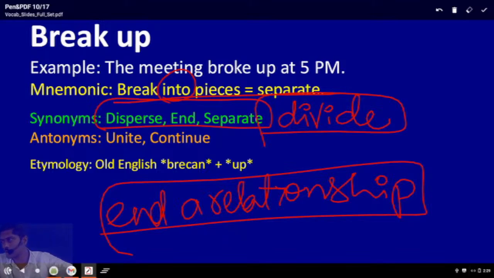You can also use it for communication. Your voice is breaking up. Your network signal is not good, you are breaking up. Voice, any continuity dividing into two parts, we use breakup. Any continuity, any momentum breaking into two parts is a breakup. So break into pieces, he has clearly mentioned divide.